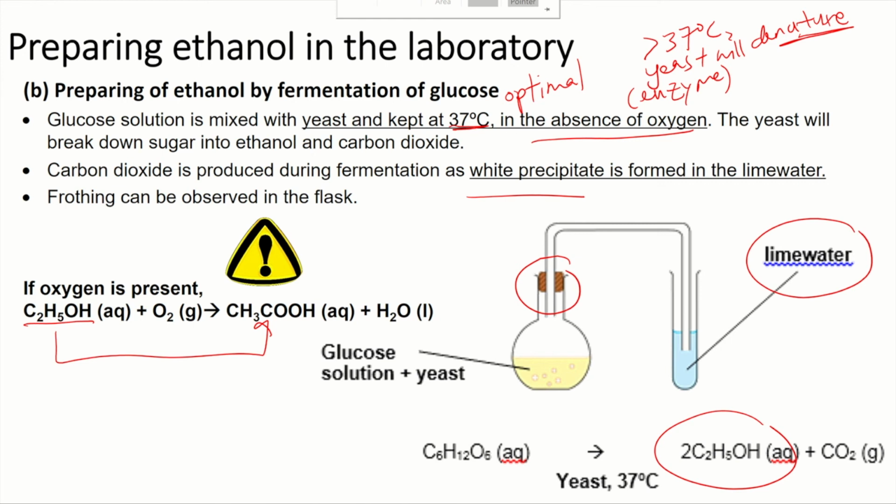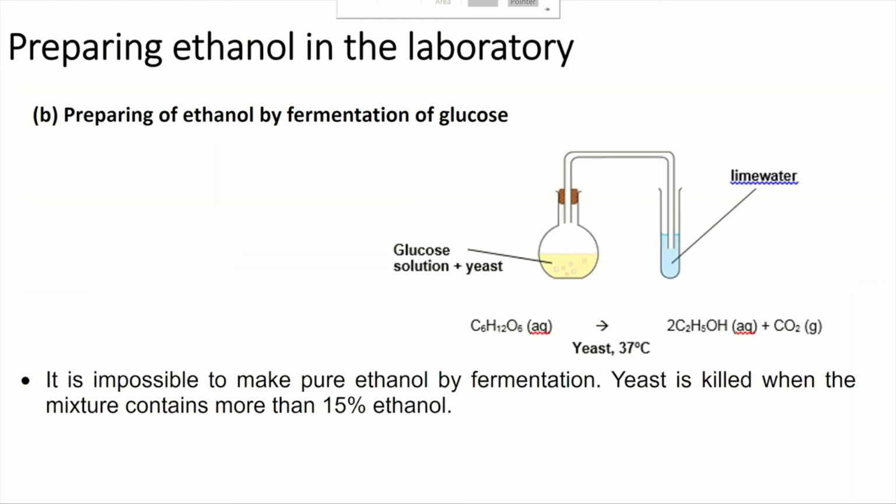If oxygen is present, alcohol will be oxidized. So in this fermentation reaction, ethanol will be produced and the reaction will stop once it reaches 15%. So we are unable to form 100% ethanol via this process, because once it's more than 15%, the yeast will be killed. So the concentration is about 15%.